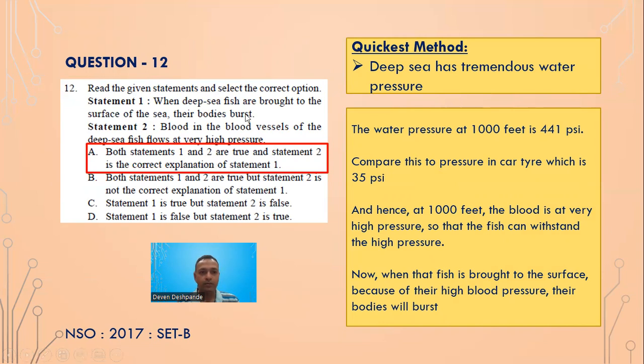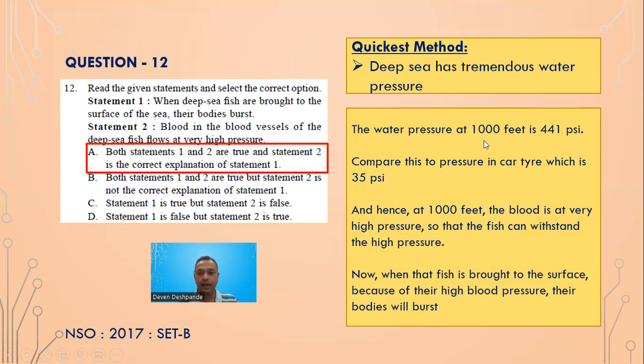Okay, read the given statements and select the correct option. Statement 1: When deep sea fish are brought to the surface of the sea, their bodies burst. And statement 2: the blood in the blood vessels of the deep sea fish flows at a very high pressure. Again, statement 1 is true and statement 2 is also true, and statement 2 is the correct explanation for statement 1, because the deep sea has tremendous water pressure.